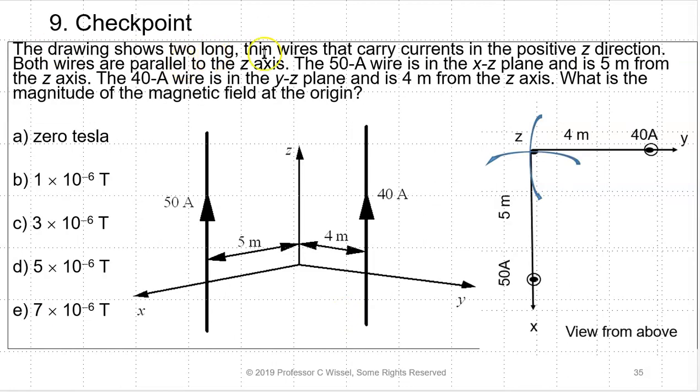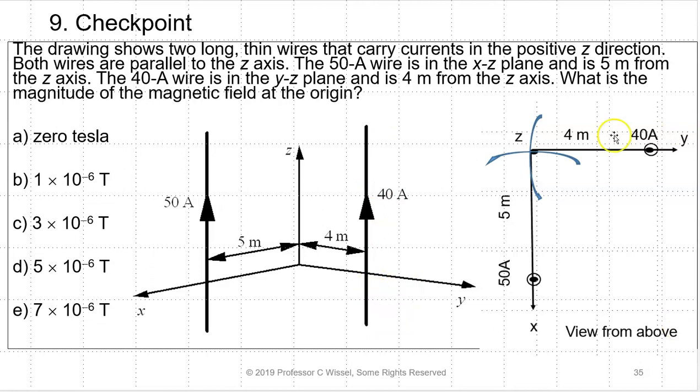The drawing shows 2 long, thin wires that carry currents in the positive Z direction. Both wires are parallel to the Z-axis. The 50-amp wire is in the XZ plane, and it's 5 meters from the Z-axis. The 40-amp wire is in the YZ plane and is 4 meters from the Z-axis. What is the magnitude of the magnetic field at the origin?